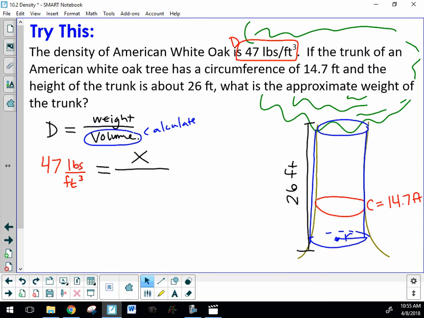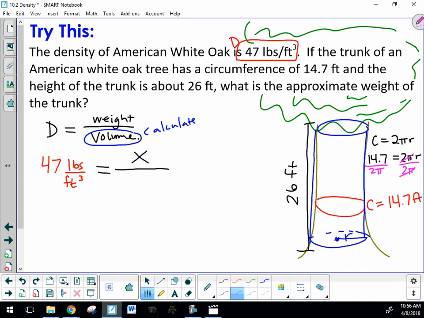So the formula that relates circumference and radius is that the circumference is 2 pi times the radius. Well, we know the circumference is 14.7, and we want to know what the radius is. We can simply divide by 2 pi. Now, if you're using a graphing calculator, you need to group that or it will miscalculate. It'll times by pi instead of dividing. But if you do that, you should get that the radius is 2.34 feet.